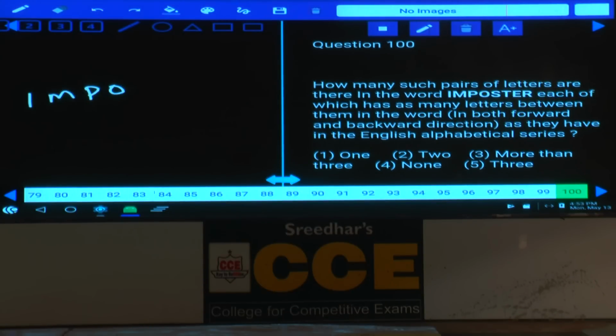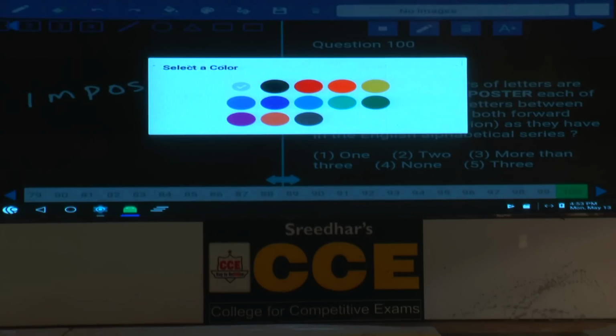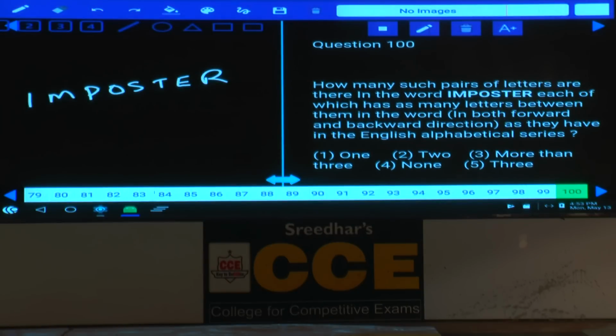How many such pairs of letters are there in this word which have as many letters between them as they have in the English alphabet? Now we need to start counting from I. S in the ascending order, J, K, L, M, N, O, P, no letter is matching here. M, N, O, P, Q, R, S, isn't it? And here, is there any letter matching here? M, N, O, P, Q, R, S.